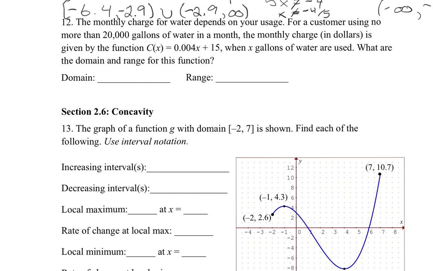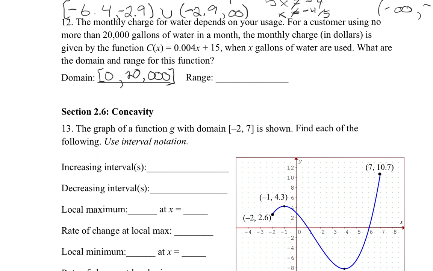So first, let's look at the domain. So what is the minimum amount of water somebody could use? That answer is 0, because nobody can really use negative water, but there might be the case where somebody doesn't use the water in their house for a month if they're away for a time or something. So first, the lower bound of the domain is 0. And you'll notice that in the problem, it says for a customer using no more than 20,000 gallons of water in a month. This places an upper bound on the domain of this function. So the upper bound is 20,000.